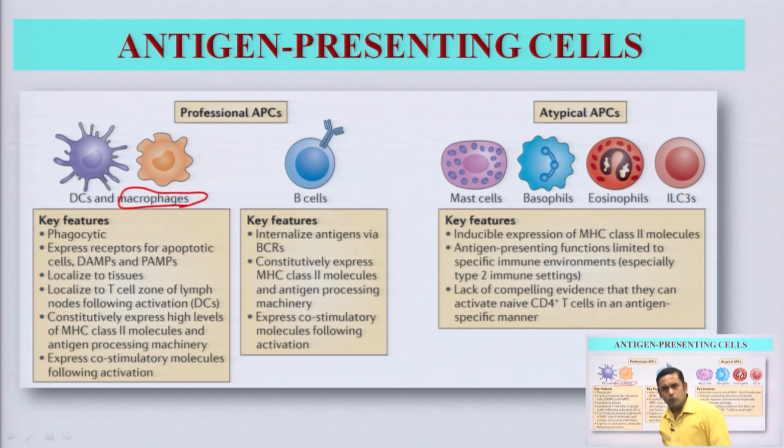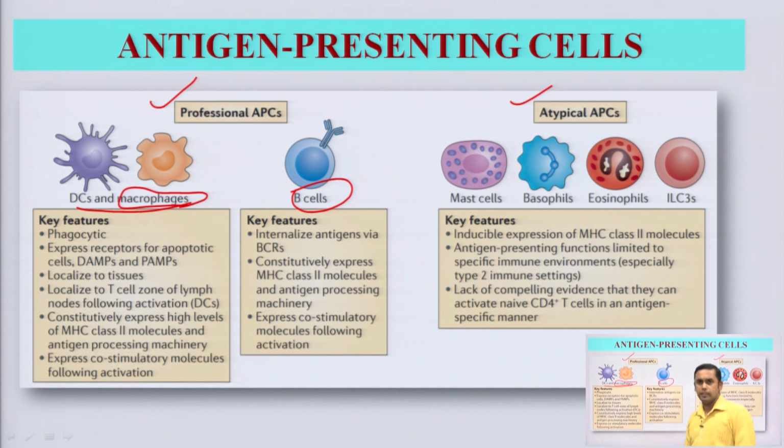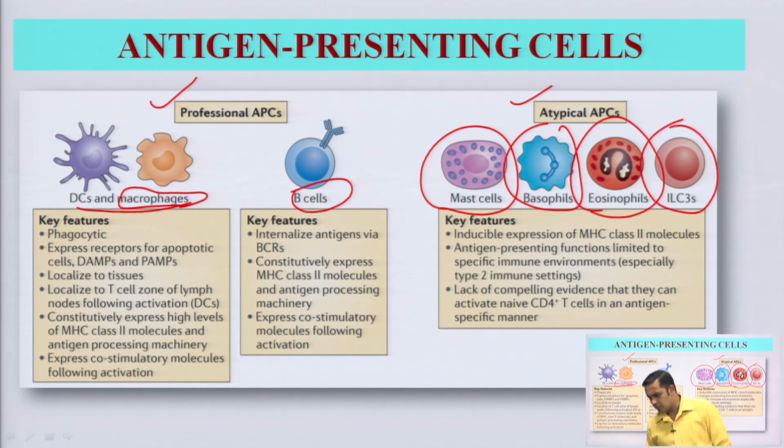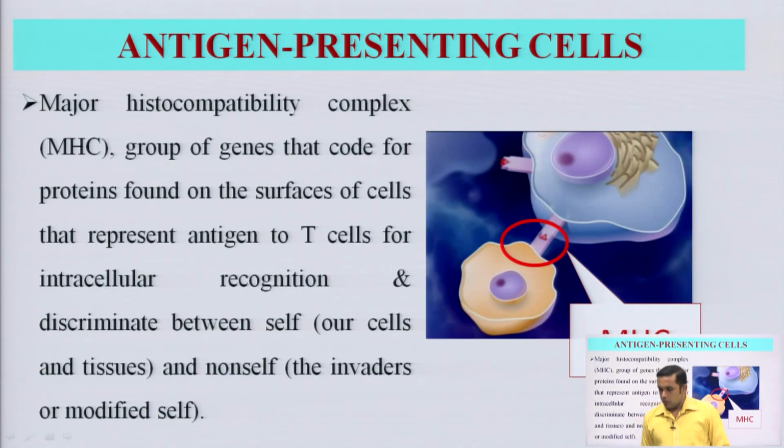So, we can categorize the APC, antigen presenting cell, in two ways: professional APCs and atypical APCs. Cells like dendritic cells, macrophages, or B cells, we can call professional antigen presenting cells, while others like mast cells, basophils, eosinophils and interleukin that is a C3 type, we can call atypical APCs. Let me tell you more.